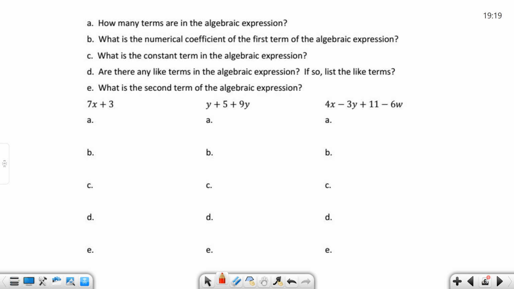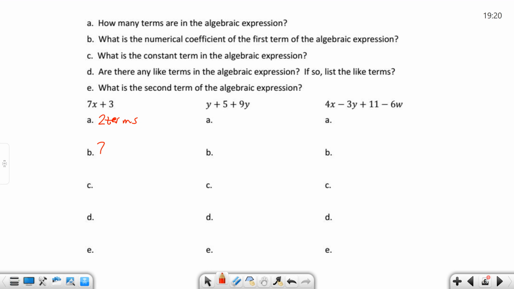Part A, how many terms are in this? So look, we see a plus sign. That means one term here and another term here. That's how many terms? Two. Two terms. All right? So two terms. And then for part B, what is the numerical coefficient of the first term? Here's the first term. What's the number part of that? 7. 7 is the numerical coefficient of 7x. 7x is the first term.